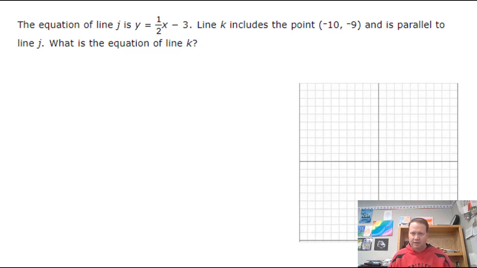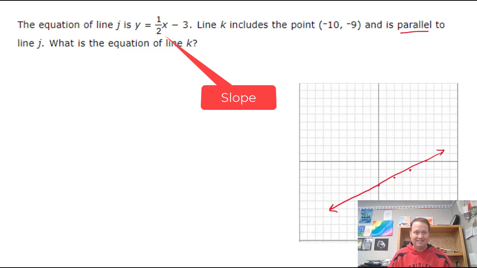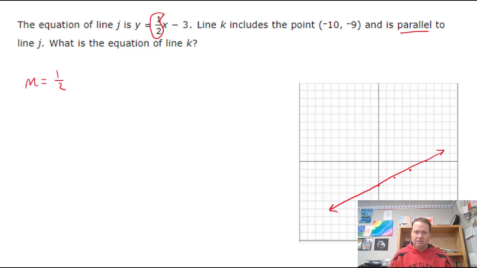Y equals half x minus 3. 1, 2, 3, down 3, and let's graph it. Up 1 over 2, up 1 over 2. I don't even know what the question is asking, but since they gave me the equation, up 1 over 2 is my slope. And they are asking me now for a parallel line. So the parallel line has the same slope. My slope is 1/2. The point they give me is left 10 and down 9, which is there, but I know it's got a positive 1/2 slope because it's parallel. So it's going to go the same direction, so I'll go up 1 over 2, up 1 over 2.